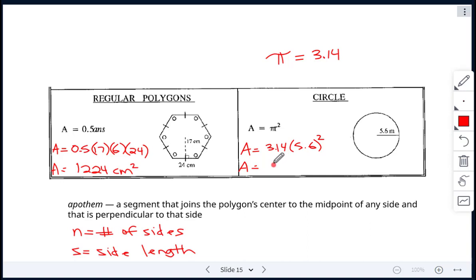All right, so you put in your calculator 3.14 times 5.6 times 5.6, or you can use the squared button. All right, so that gives me 98.4704 meters squared. All right, so a common mistake again is some students will square all of this. Okay, so pay attention to that. Make sure you're only squaring the radius.